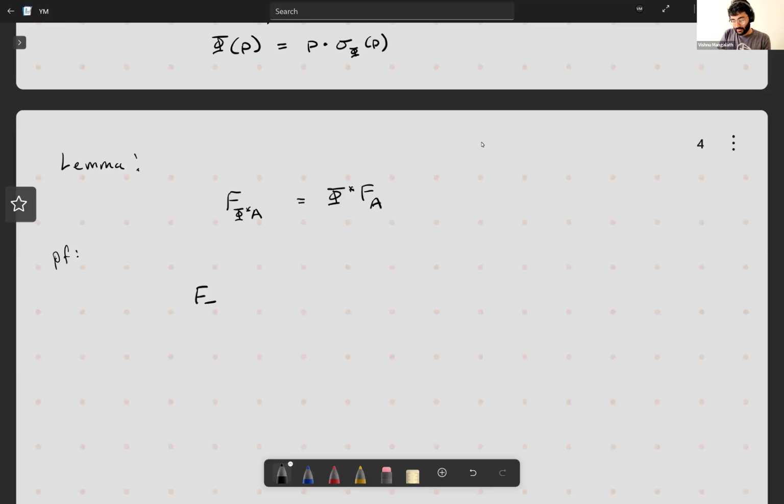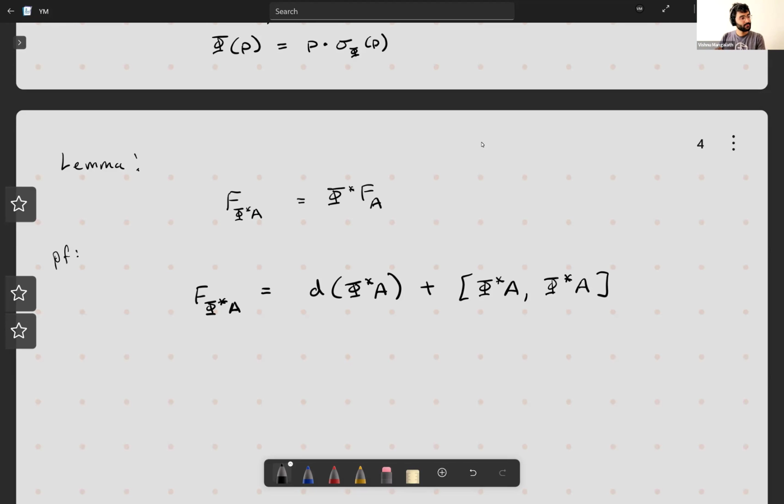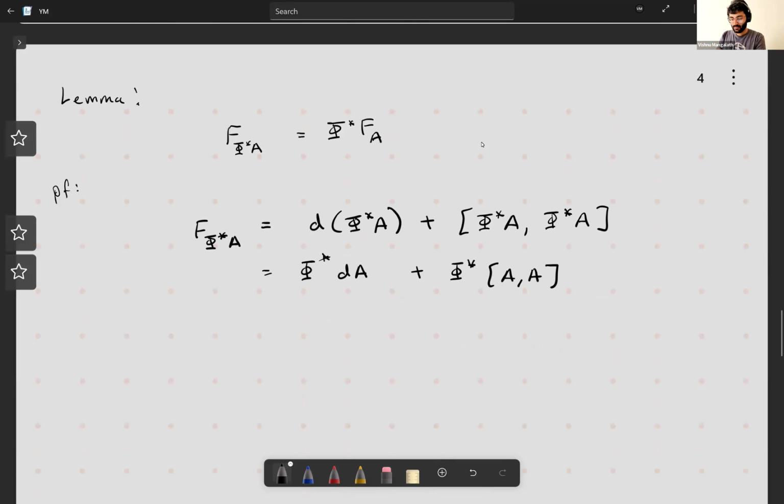Okay, so we can just write that down. That's equal to d phi star A plus the bracket of phi star A, phi star A. Well, we know the exterior derivative, we can just pull that out, the pullbacks coming in with exterior derivatives. And if you do some calculations, you can show that this operator, just like the Lie bracket of vector fields, commutes with pullbacks via gauge transformations. And then we get this thing here.